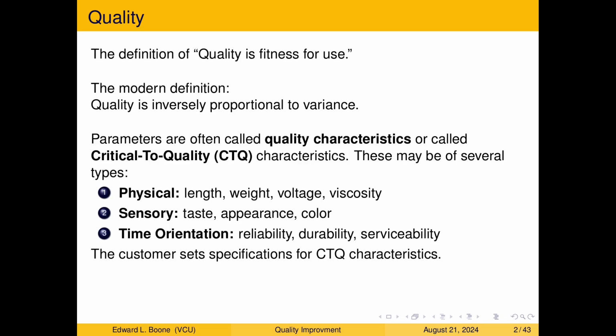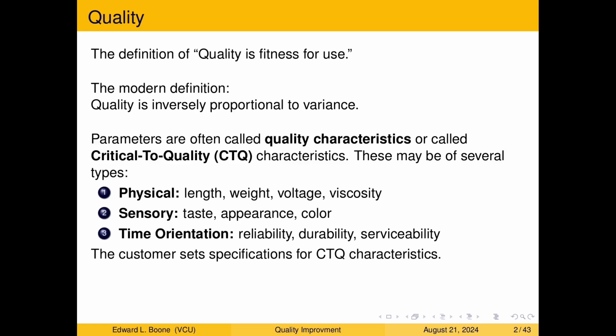Okay, the modern definition is quality is inversely proportional to variance. If lots of the items are very different from each other, then they're not interchangeable, and so they're not consistent. That's variation. When things are not consistent, it's variance. And when you think of a high quality item, you think of it being very precise, not a lot of variation in it.